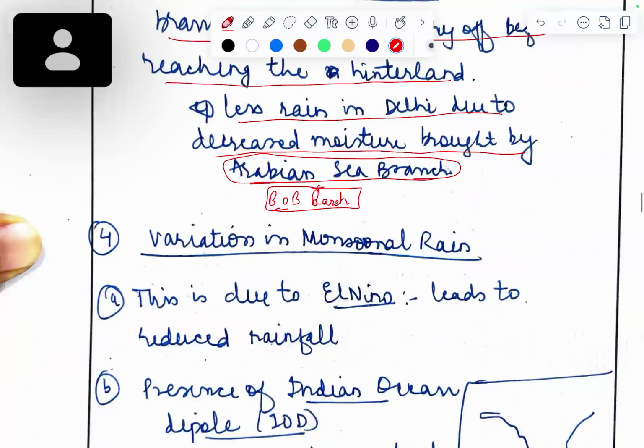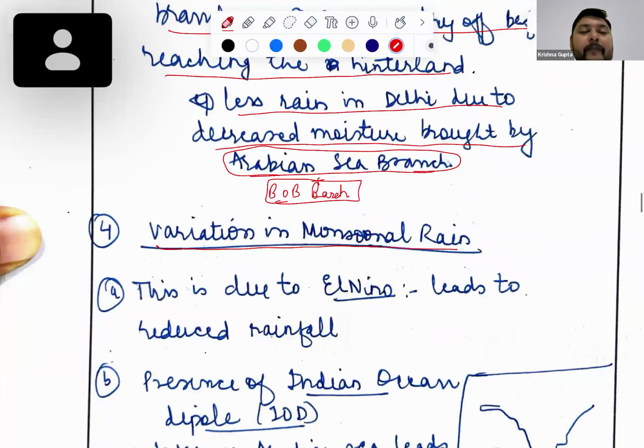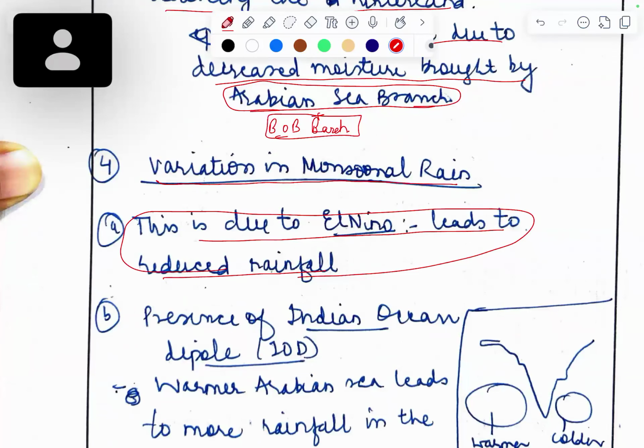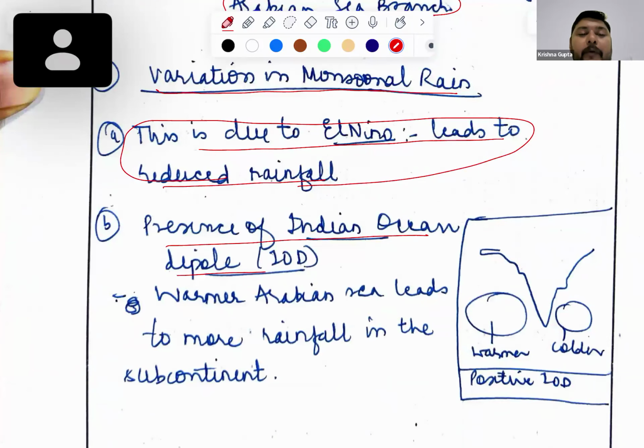Both. Variation in monsoon rainfall. This is due to El Nino leads to reduced rainfall. Okay, this is a repeated point. Presence of Indian Ocean dipole. Warmer Arabian Sea leads to more rainfall in the subcontinent.